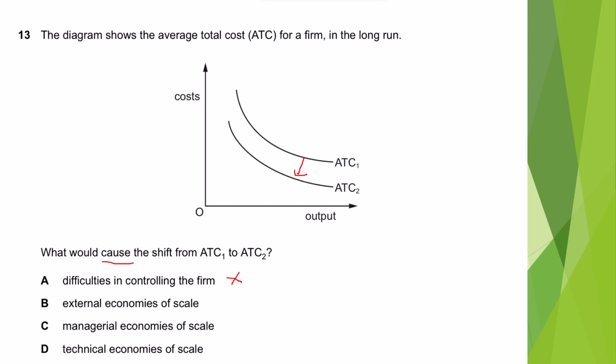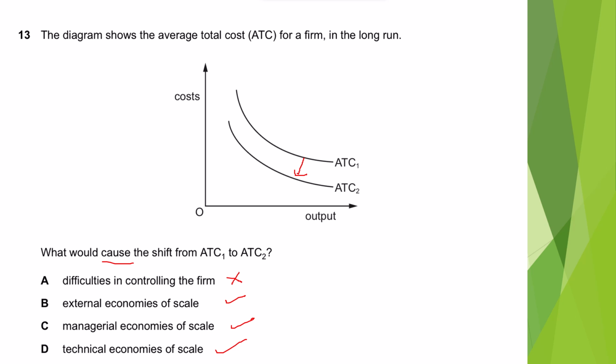External economies of scale? Yes, it could be the answer. Managerial economies of scale? Yes, it could also be the answer. Technical economies of scale? Yes, it also could be the answer. But these three can't all be the answer. The answer would be only one. But what would it be? We need to think about it.